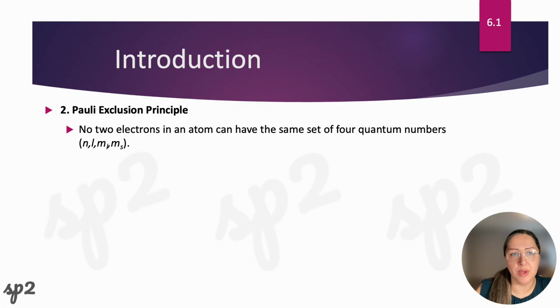The second one is our Pauli exclusion principle. According to this principle, no two electrons in an atom can have the same set of four quantum numbers. Okay, hold on. I thought we only have three quantum numbers, which was covered in our previous lecture. Yes, you're right. There's another one, which is a new one.